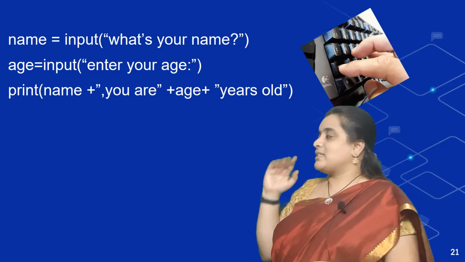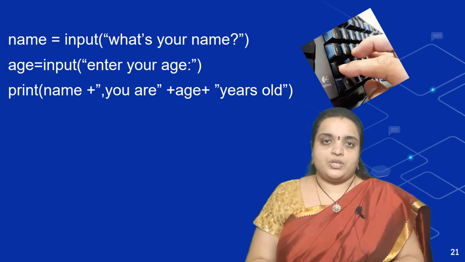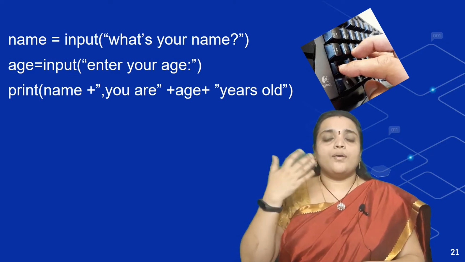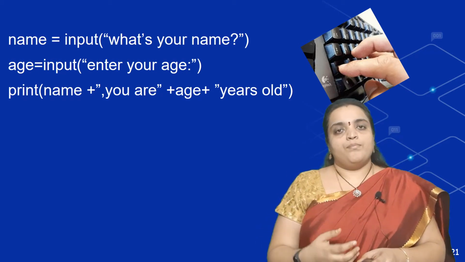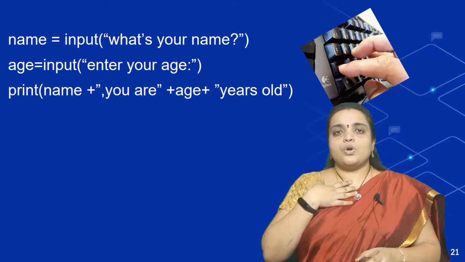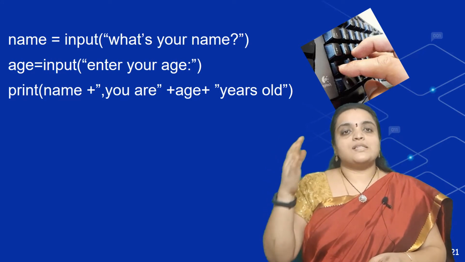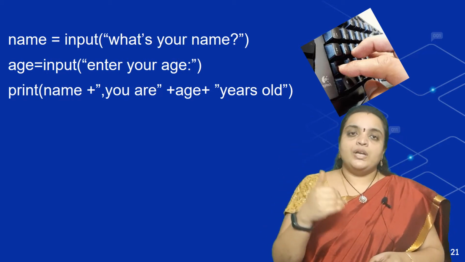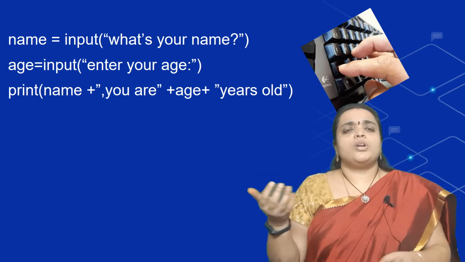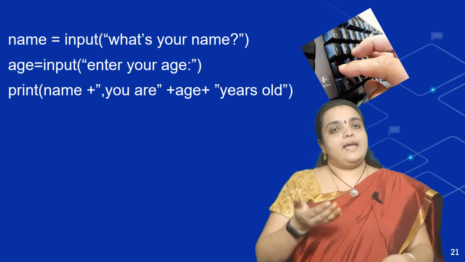Let us see with an example. Name is a variable which is assigned with the input function. In the console, it prints what's your name. Then I will give some name. Of course, myself Shilpa. So Shilpa is assigned to the name variable. In the same way, for age, input, enter your age. What is the age of me? 34. That 34 is assigned to the age.